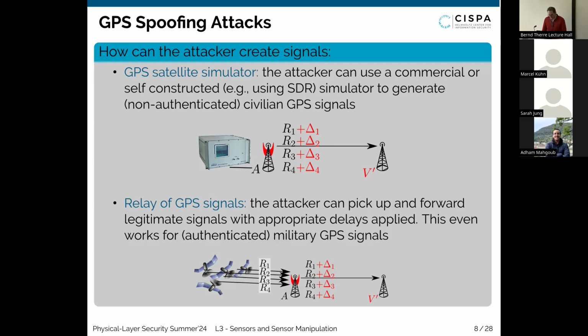This is one reason why I'm starting with this example again, because this is an example where you can't use traditional crypto. This is also why I had the ATM example. To some degree, it was similar in the ATM example. You can't use crypto mechanisms to prevent this wormhole attack, this relay for the ATMs. And the same in GPS as well. You can't use traditional crypto methods to authenticate the time of arrival of a signal.